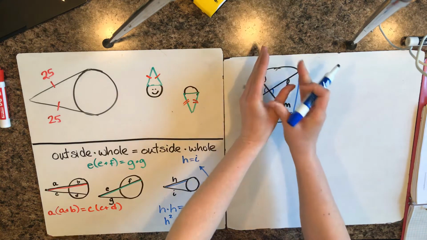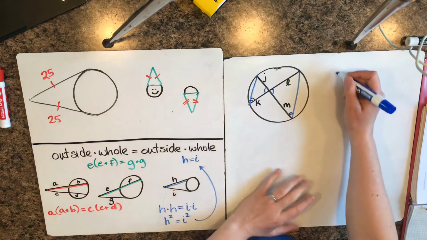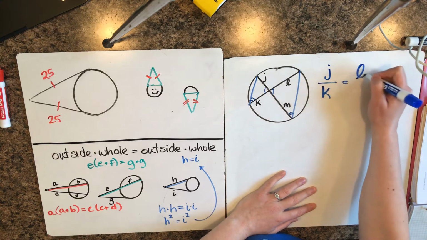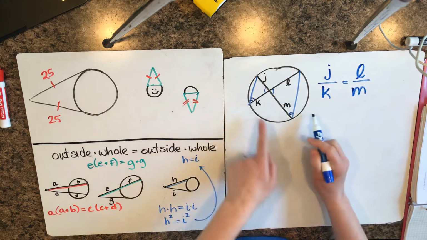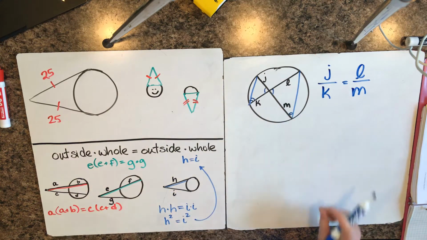Those two angles are eating the same arc. That means they are two similar triangles, and all you have to do is set up a proportion within the triangle. So J divided by K equals L divided by M. So the proportion works only if those lines cross inside the circle.